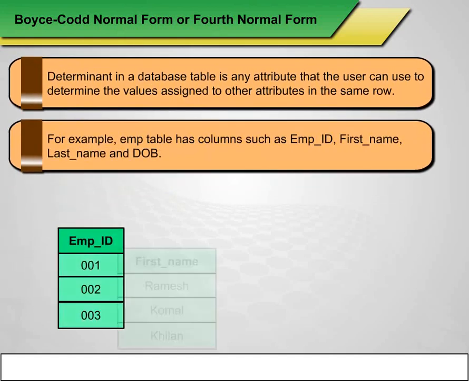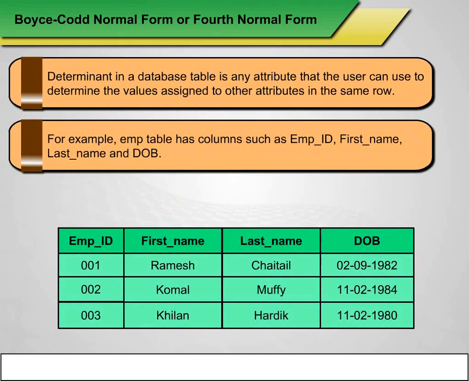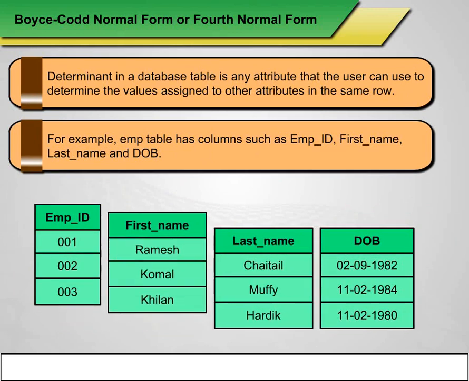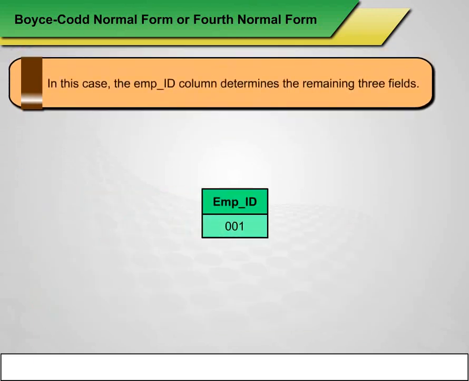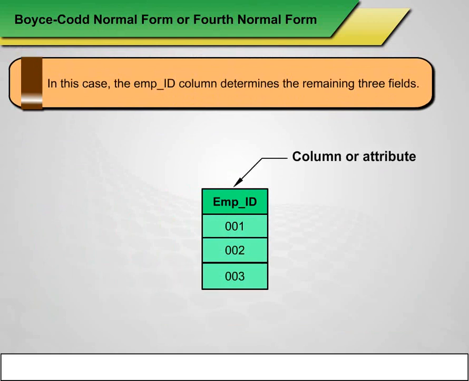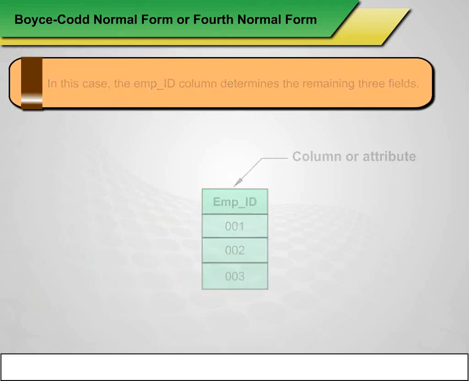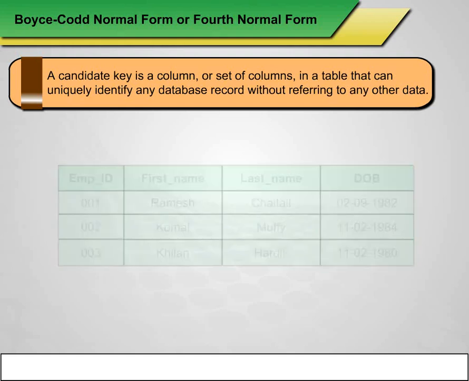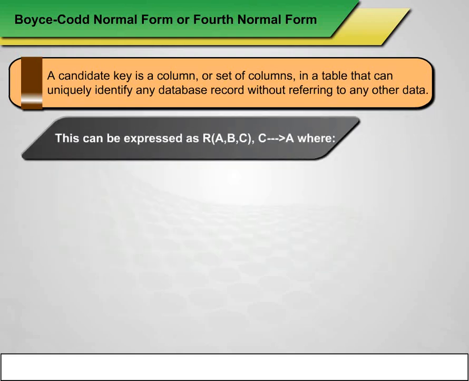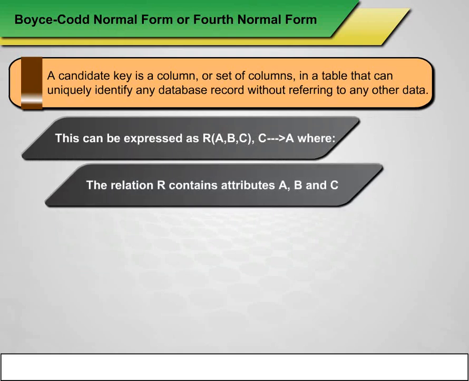For example, an employee table has columns such as employee ID, first name, last name, and date of birth. In this case, the employee ID column determines the remaining 3 fields. A candidate key is a column or set of columns in a table that can uniquely identify any database record without referring to any other data. This can be expressed as R(A, B, C), C to A, where the relation R contains attributes A, B and C.